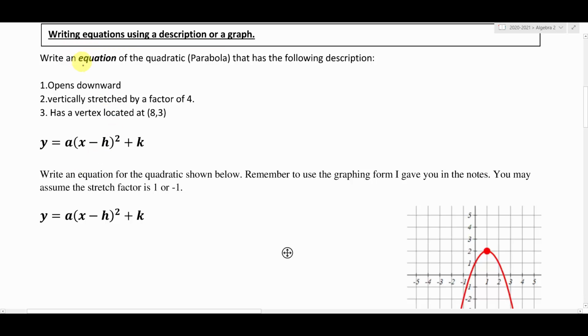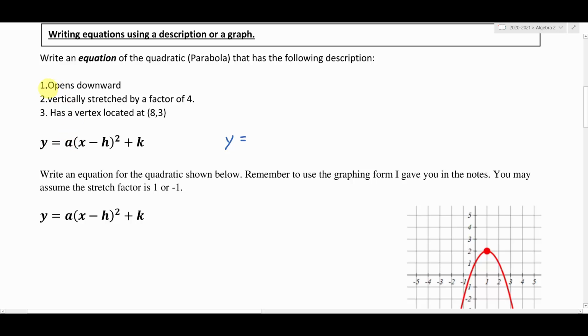Okay, so for instance, in this first one, they give us some clues here. It says it opens downward, it's stretched by a factor of 4, and tells us where the vertex is. Our job is to write an equation that looks like this that represents that parabola. So I'm going to start my equation here and work my way from left to right.